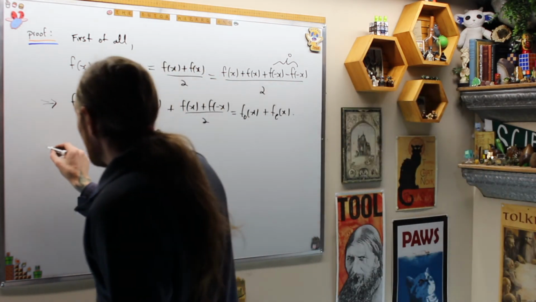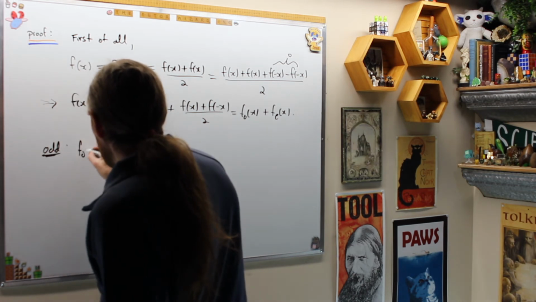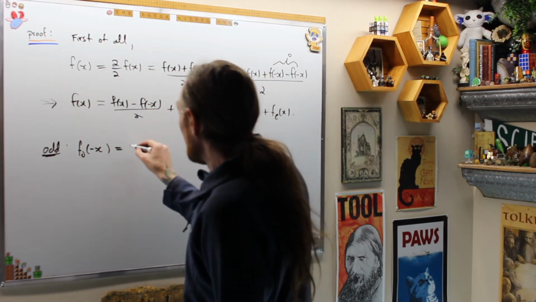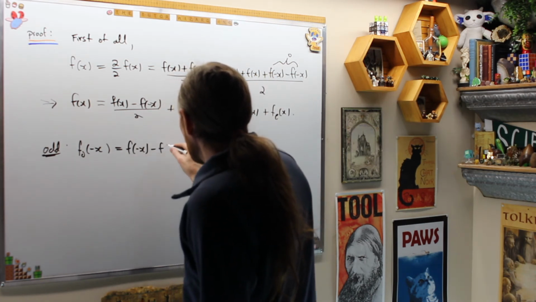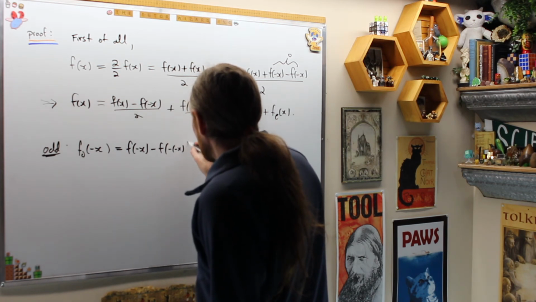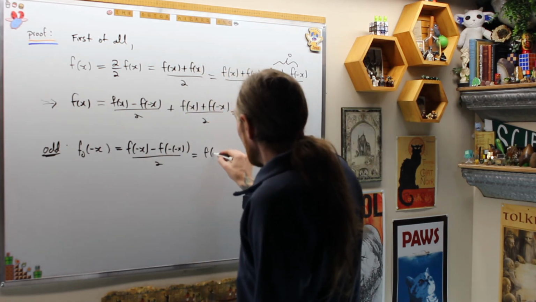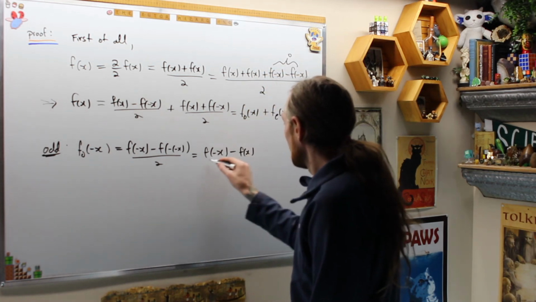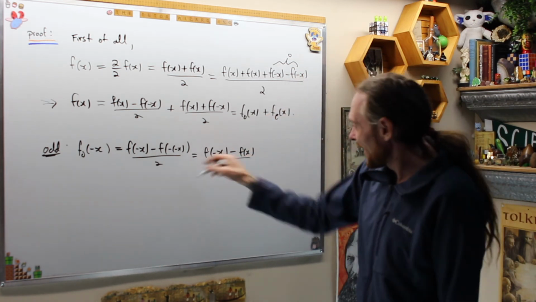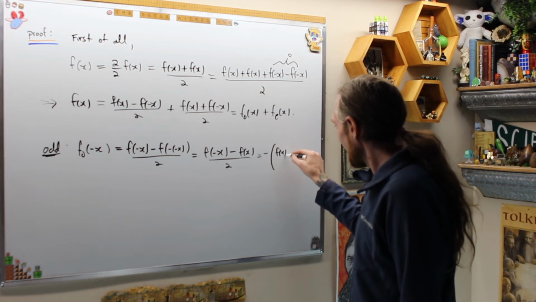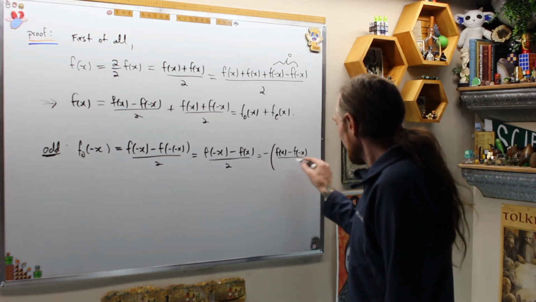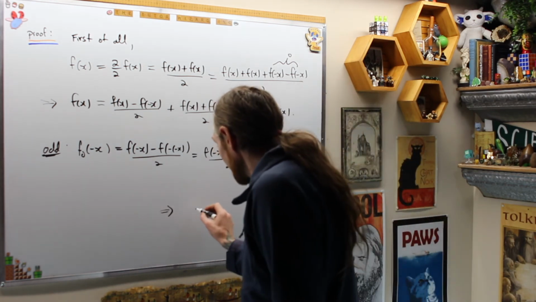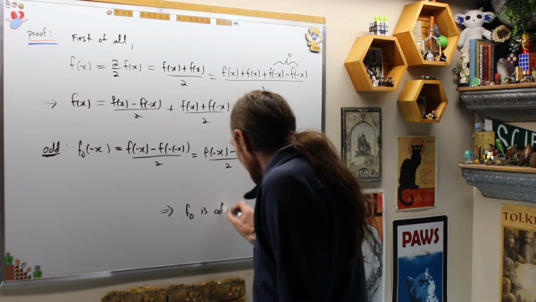Then what we want to do is, for odd, f_o should be odd. So f_o of negative x is equal to, here's f_o, so this should be f of negative x minus f of negative negative x, over 2, which is f of negative x minus f of x over 2. The negative's in the wrong spot, so pull a negative out of that. That's negative (f of x minus f of negative x) over 2, which is negative f_o of x. Therefore, this says that f_o is odd.